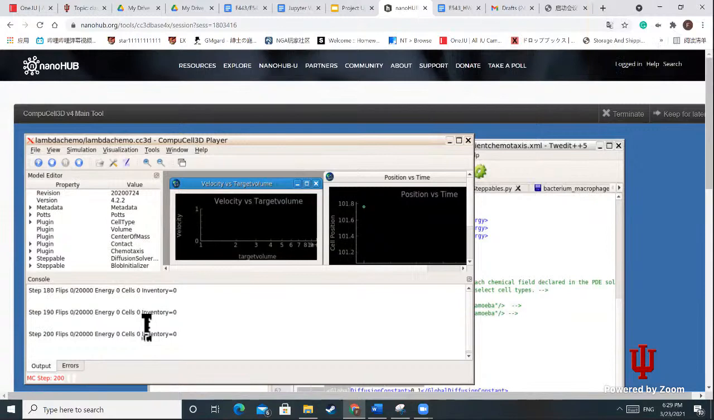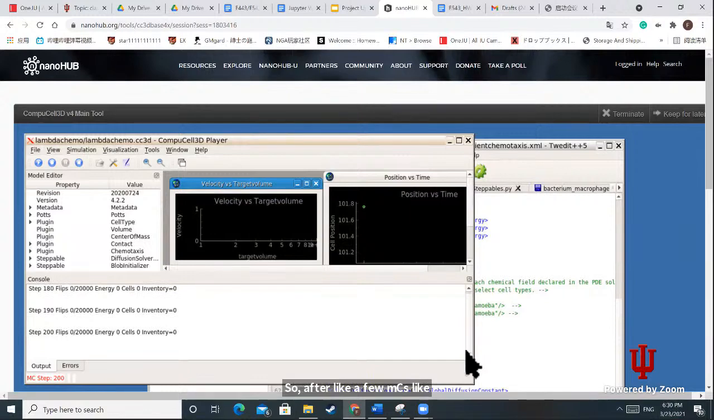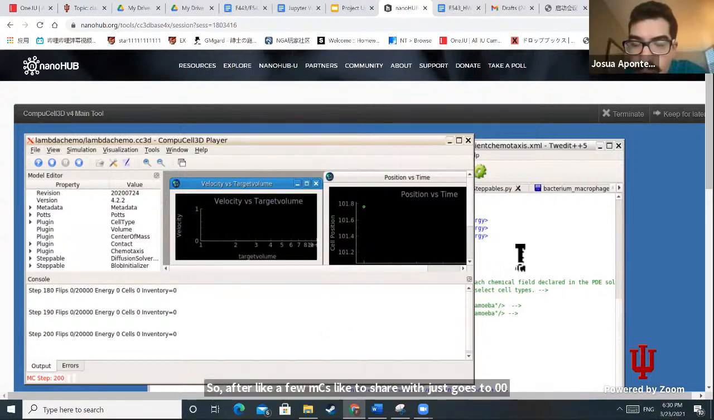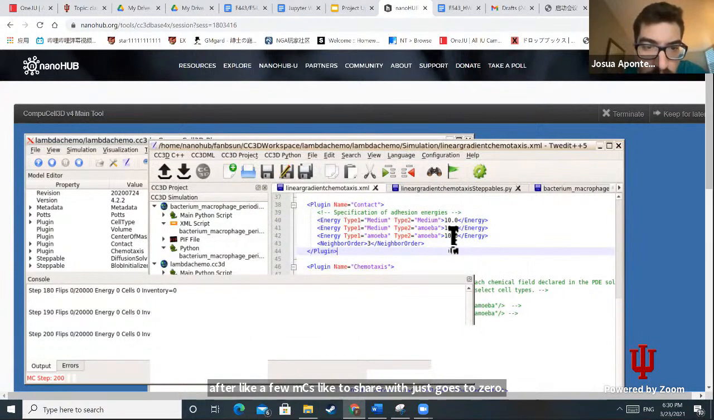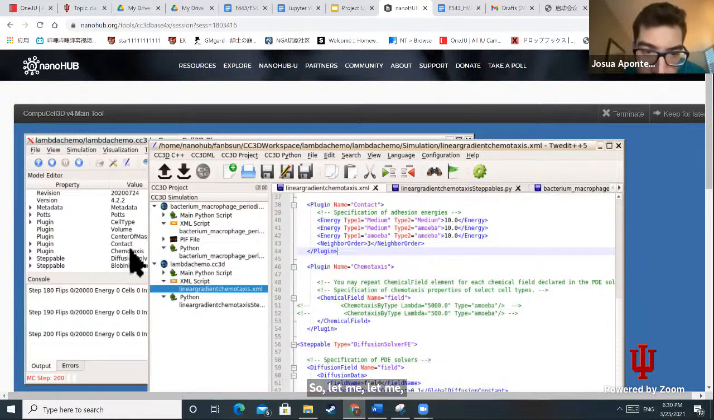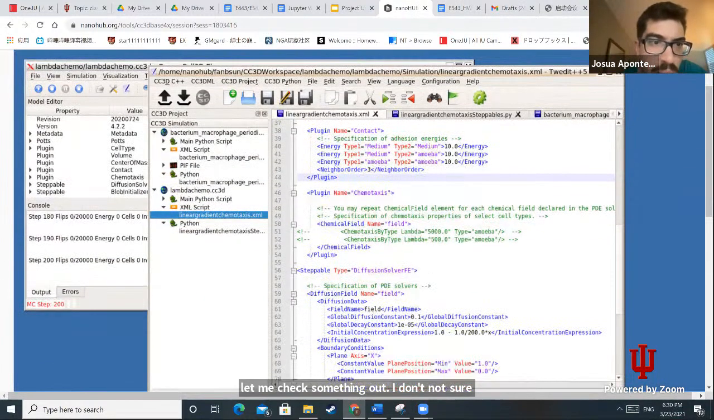Yeah, so after a few MCS, the zero just goes to zero. Oh, so let me check something out. I'm not sure what's happening here. One second.